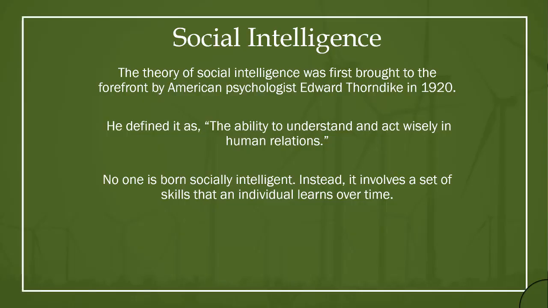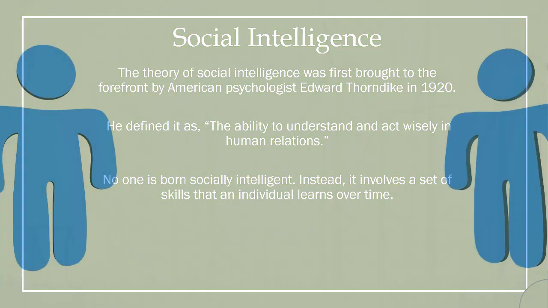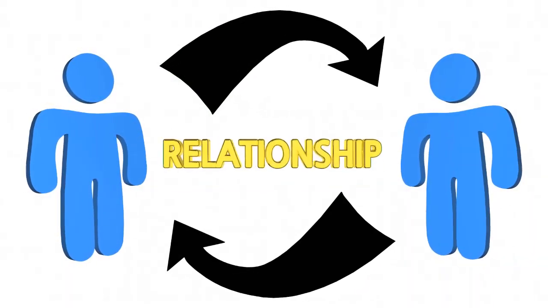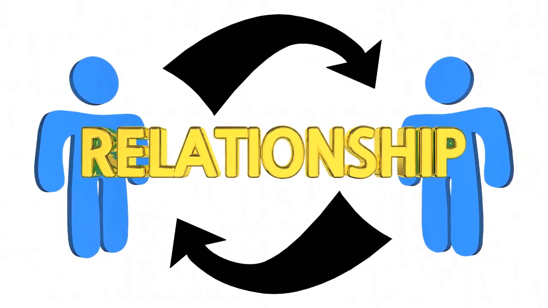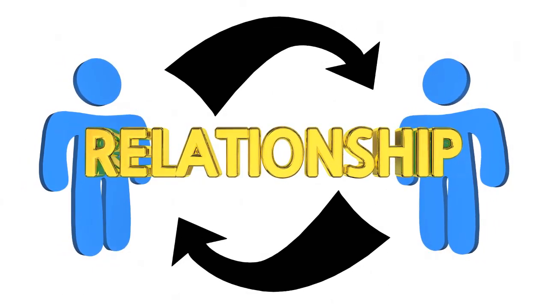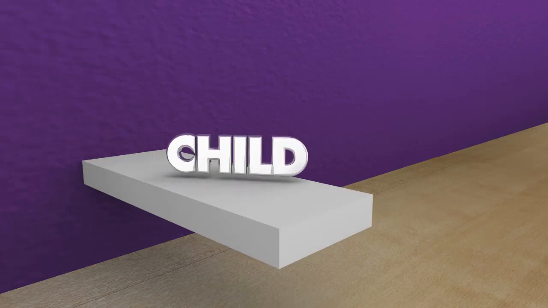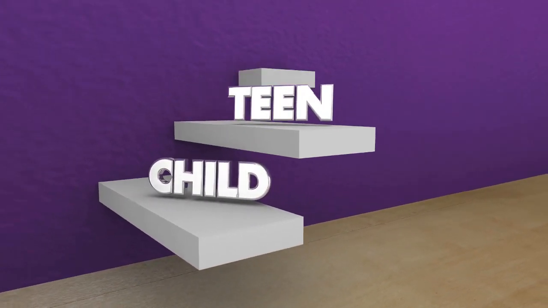So social intelligence was first brought to the forefront by American psychologist Edward Thorndike in 1920. Very different world back then. He defined it as the ability to understand and act wisely in human relations. The point is, no one's born socially intelligent. Instead, it involves a set of skills that an individual learns over time.